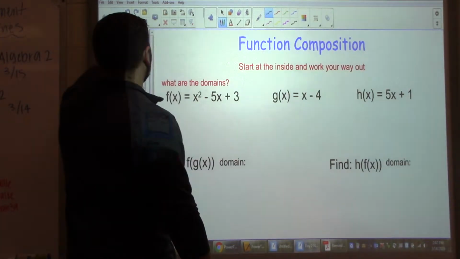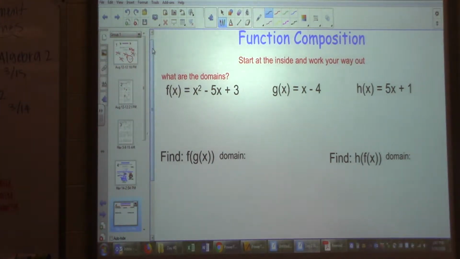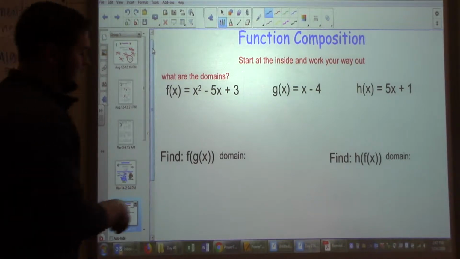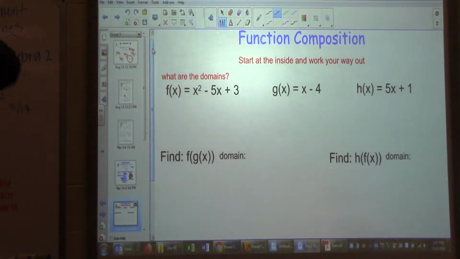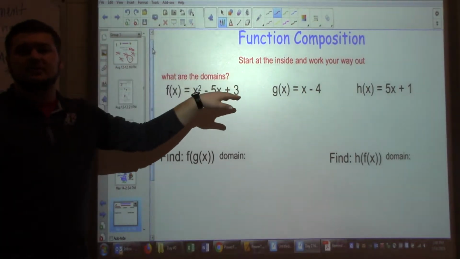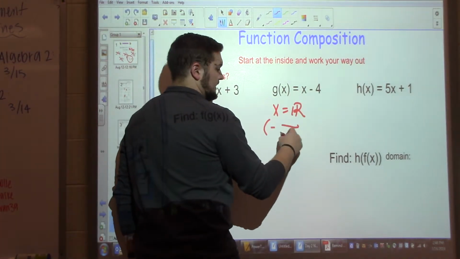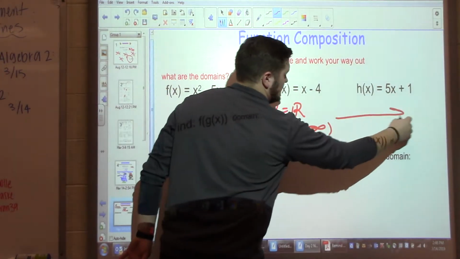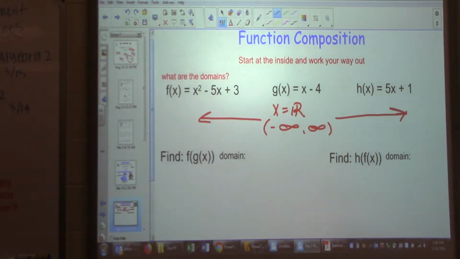Turn it over. Let's keep moving. So, start on the inside, work your way out, right? We talked about that. What are the domains? Well, we can probably do all three of these at the same time, can't we? Right? Do I have any denominators throughout those three functions? No. Do I have any radicals? No. So am I going to have any restrictions for any of these three functions? No. So x is in the real number set, negative infinity to positive infinity. I'm just going to go for all three of them. Right? I'm going to save some time. I'm not going to write them all out.